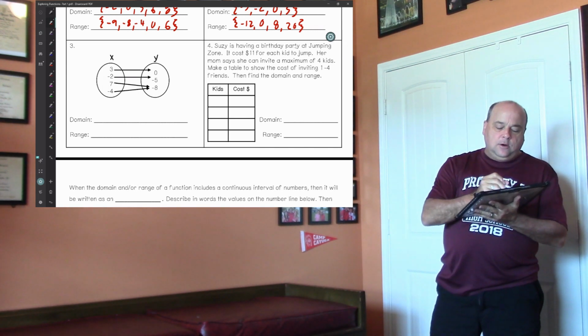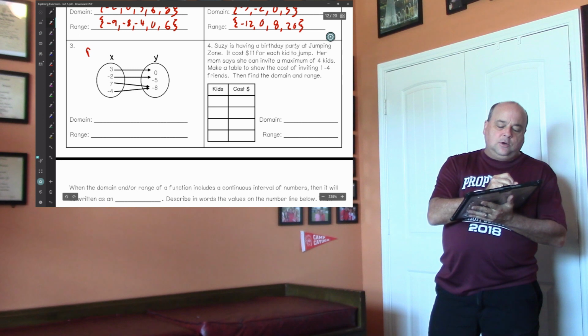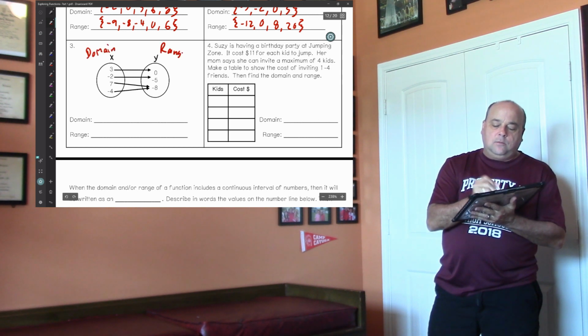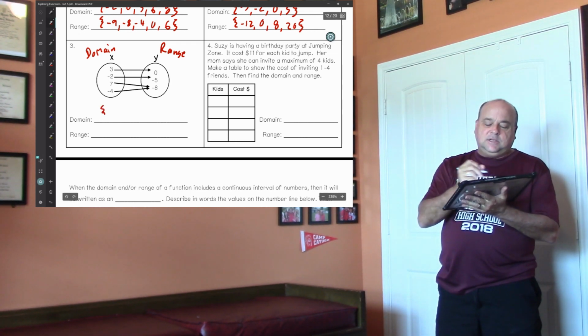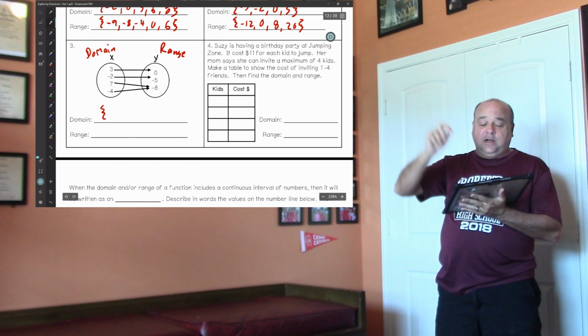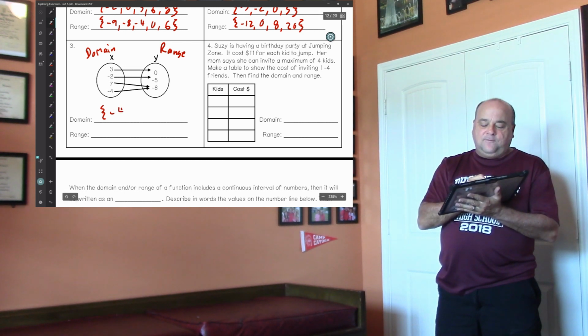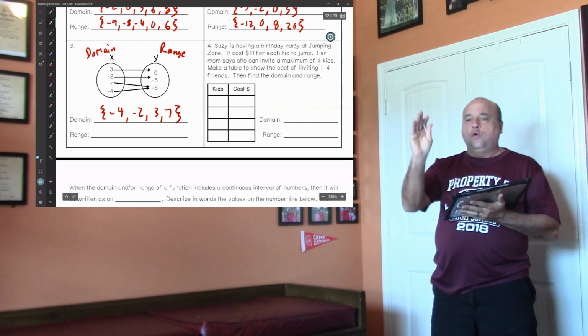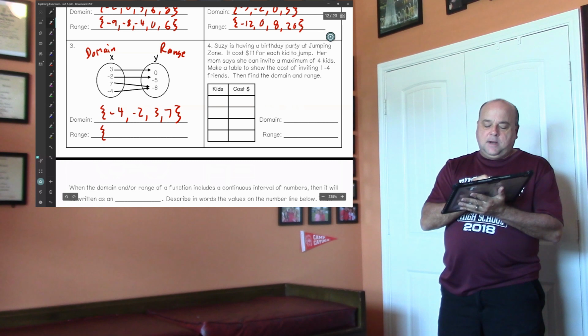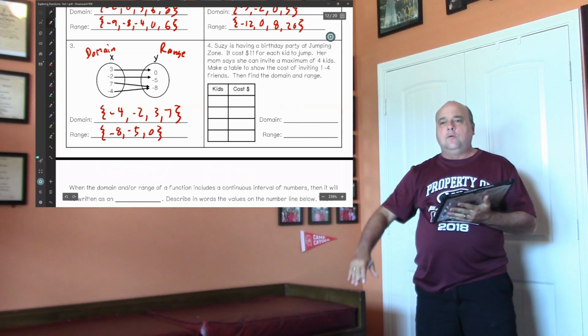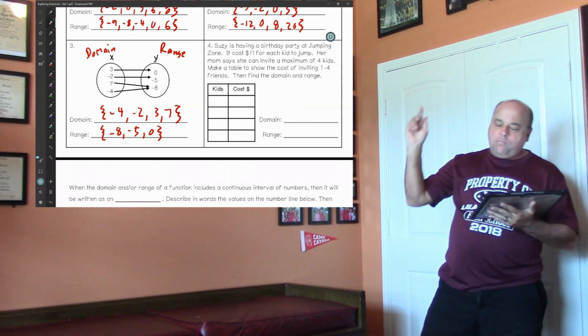Okay, our domain here would be your input. So your domain, usually in a mapping, is on the left. The range is on the right. So draw parentheses. Usually in a good mapping, they're in order. This one's not. Negative 4 is the smallest, negative 2, then 3, then 7. Remember, you're going from left to right, aren't you? Then the range, we're going to go from negative 8, negative 5, and 0. The range is going from bottom to top, right?